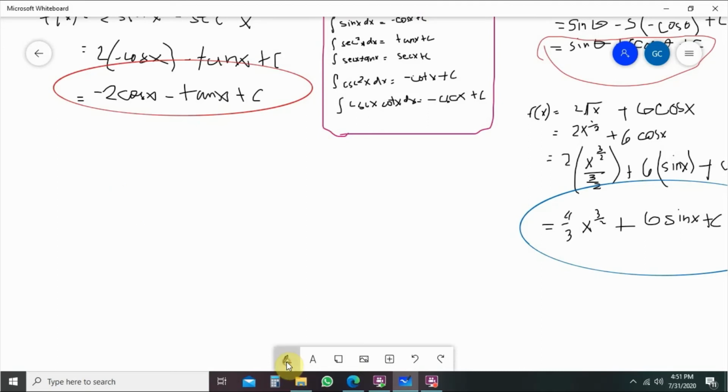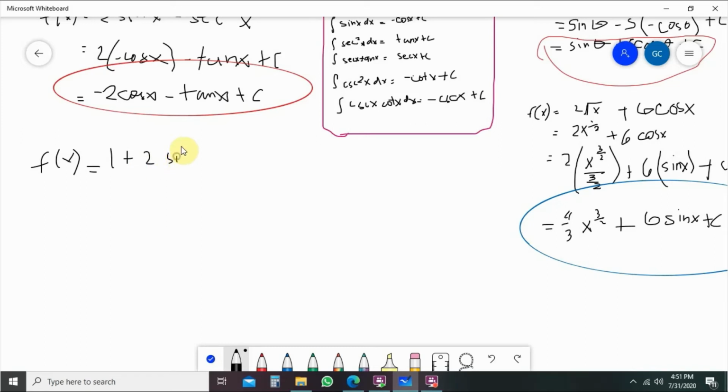Let's try a more challenging one. What if f of x is equal to 1 plus 2 sine x plus 3 over the square root of x? Right, 3 over the square root of x, and that will be 3x to negative 1/2.